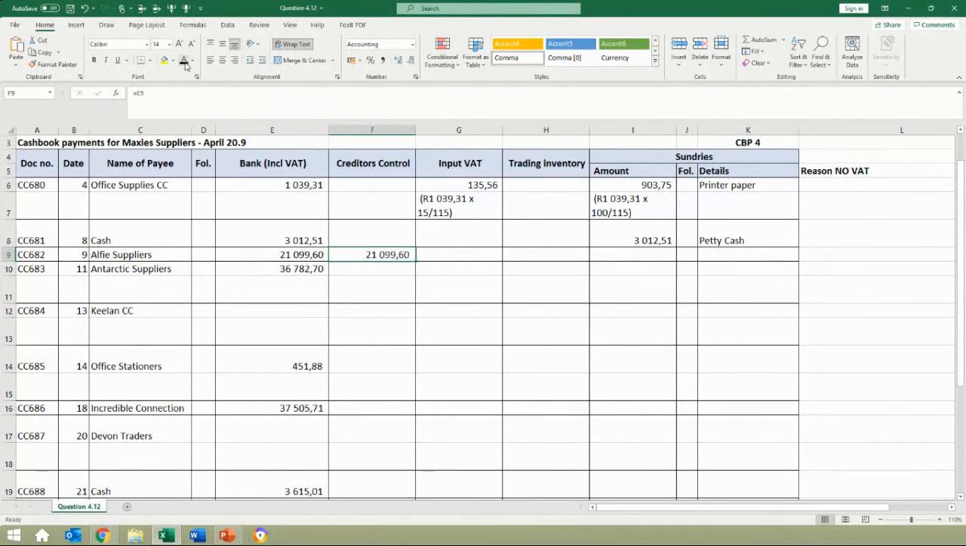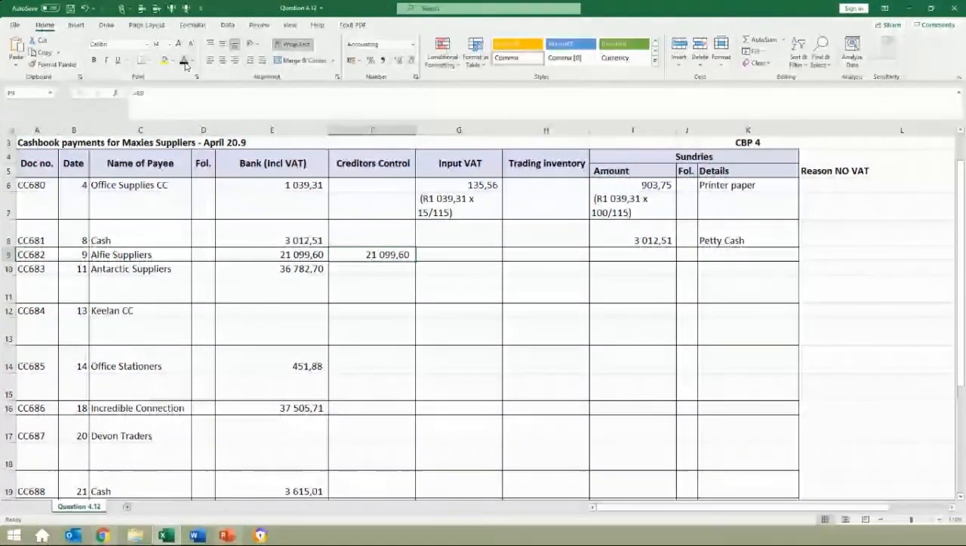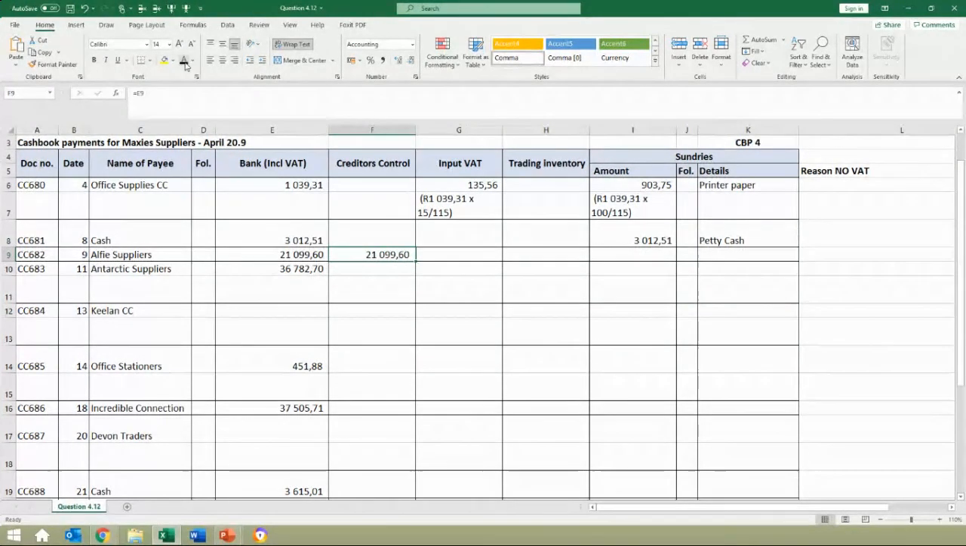That's correct. Now remember, creditors control is a grouping of all your creditor accounts together. That's why we call it creditors control. It is the balance of all your individual creditors put into one account, just for accounting purposes. When you look at the individual creditor accounts, there would be individual balances, and if you add all of those together, it should agree to what's in your creditors control. So that's why this column is creditors control and not only creditor, because it's more than one creditor.